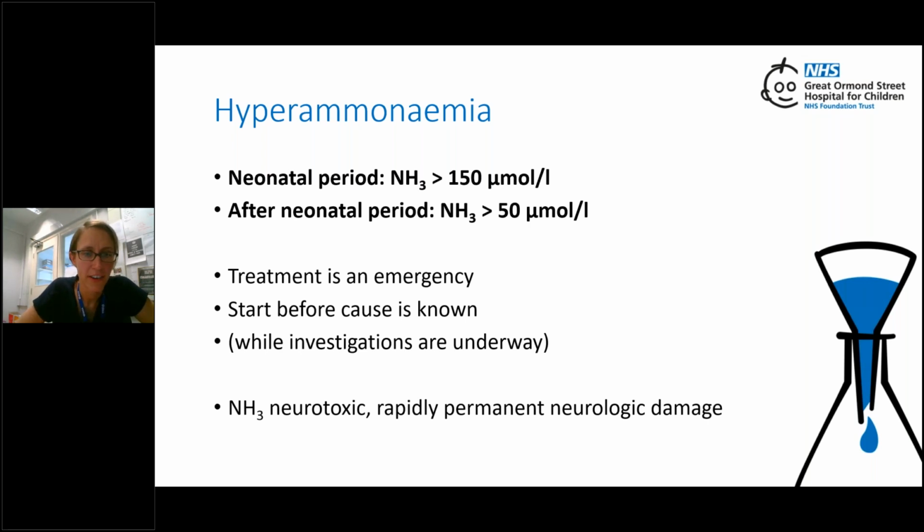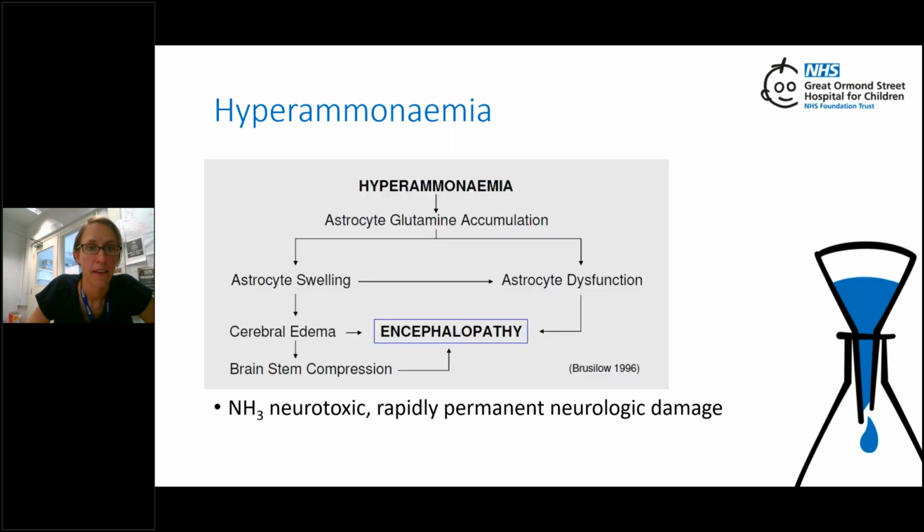And why is that? So the ammonia is very neurotoxic and it causes very rapid permanent neurologic damage. If you have got a raised ammonia, it causes glutamine accumulation in your astrocytes, which then leads to astrocyte swelling and cerebral edema and can even lead to brainstem compression. And it also causes astrocyte dysfunction, which in the end leads to an encephalopathy. The neurological damage really depends on the time that the hyperammonaemia is present and the peak level. So you really want to control it very quickly and get the ammonia down as soon as possible.